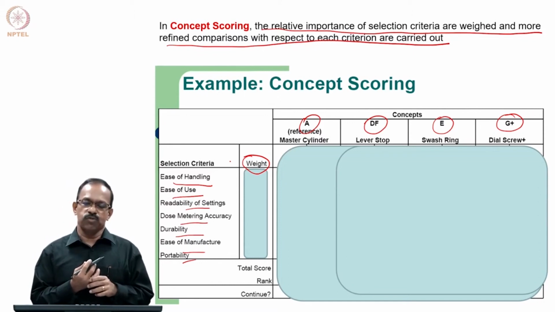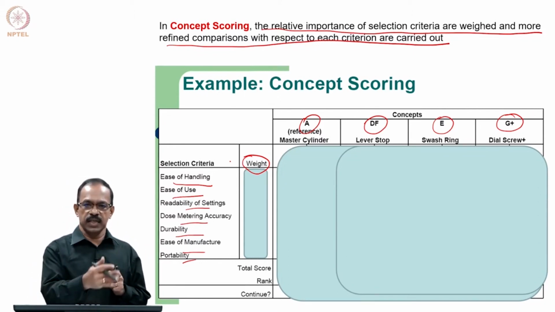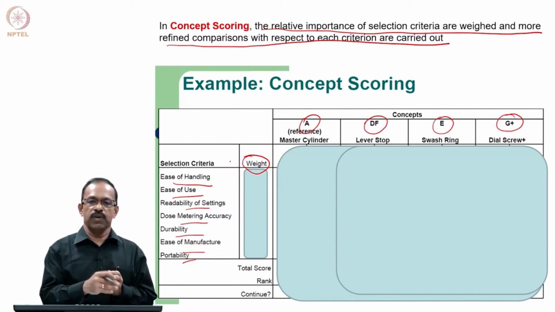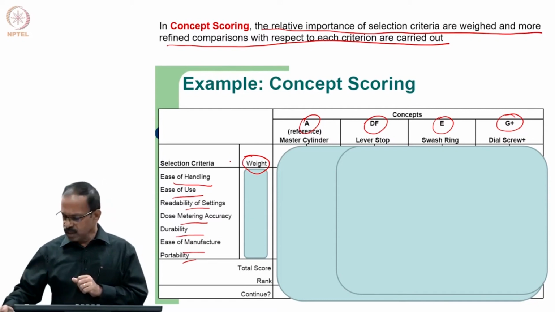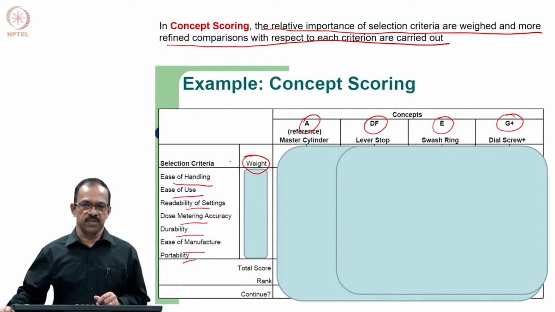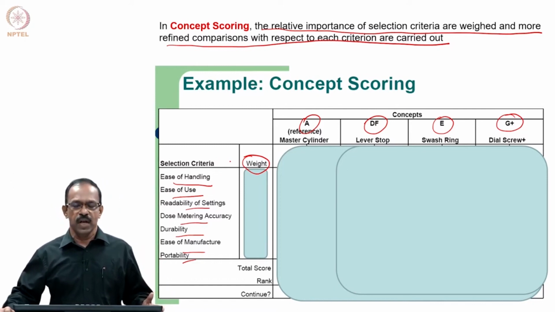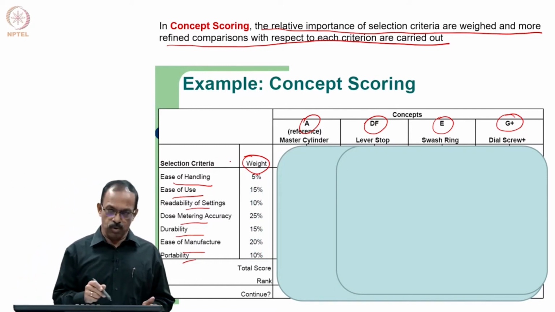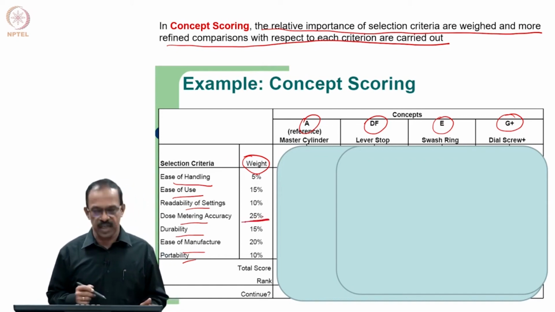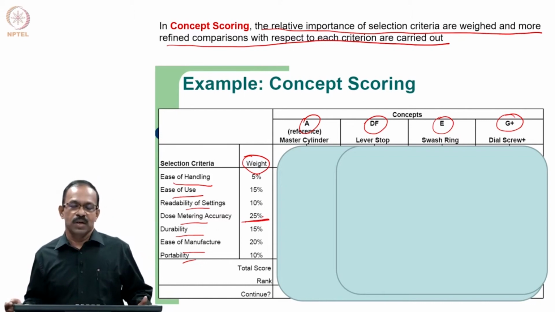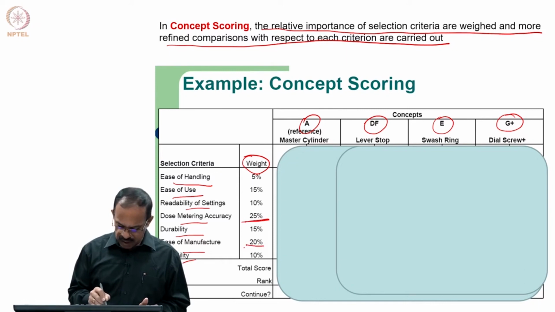It's the same criteria we used, but in this case we give some weightage for each one of these criteria. We assume that they are not of equal importance, some of them are more important than the other criteria, and therefore, we want to give a better weightage for them. And this weightage can be decided by the design team. There are no rules on how to give it, but we assume that some of them are more important. So, we give a 25% weightage for dose metering accuracy, saying that it is more important compared to the other ones, and then we say ease of manufacturing is a criterion.